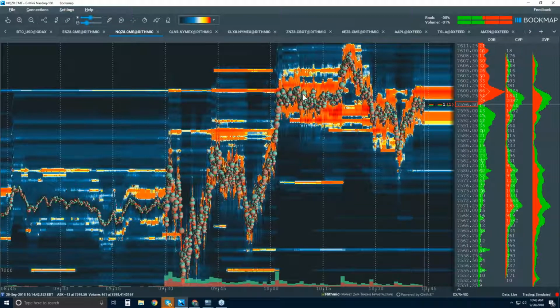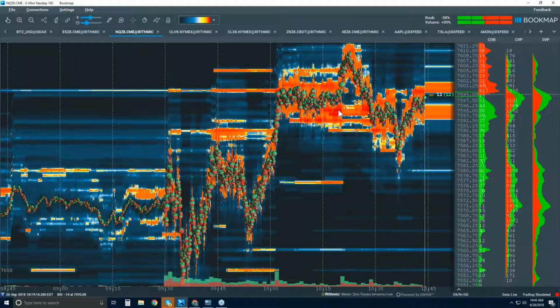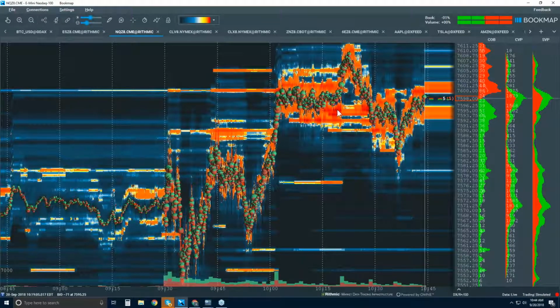All right, so let's define these elements on the Bookmap chart. What are we looking at here? It could look rather confusing if you're new here. It's actually really simple, straightforward data. Very, very objective data here.